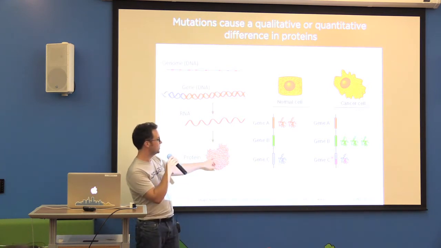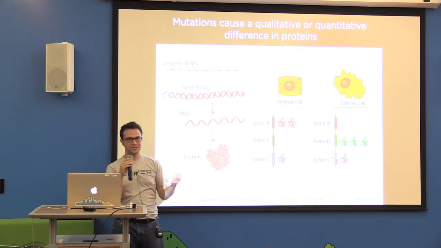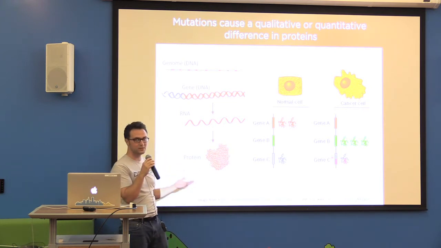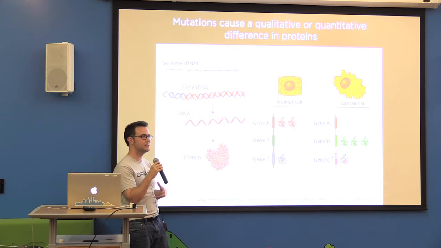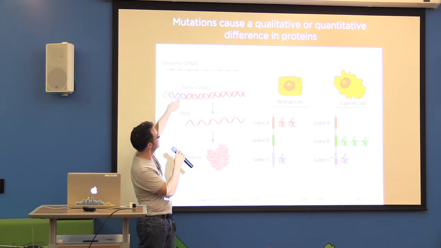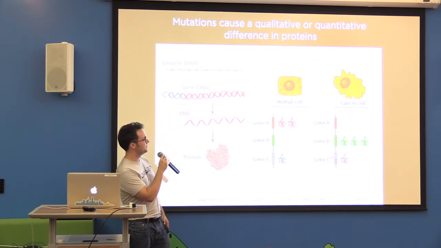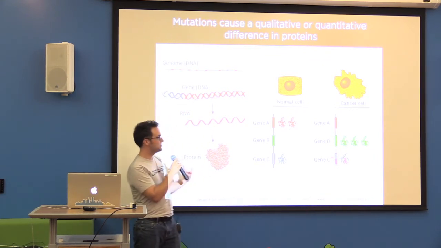So really it's the proteins that you have to be interested in. But as a limitation of current technology, we can't look at proteins directly very easily in large numbers. So we typically focus on DNA and RNA, which are easy to read. So what can go wrong? What does a mutation do?